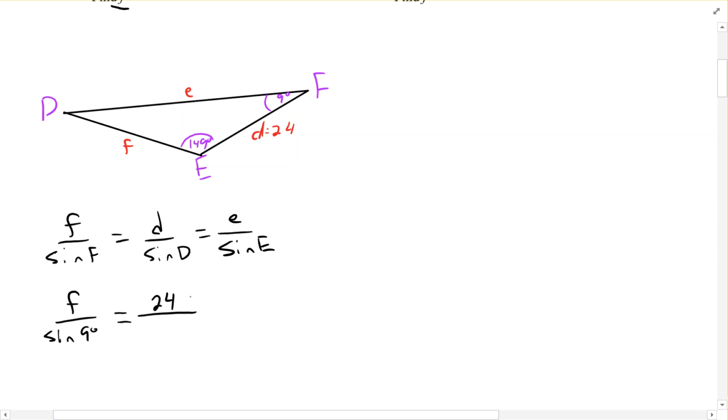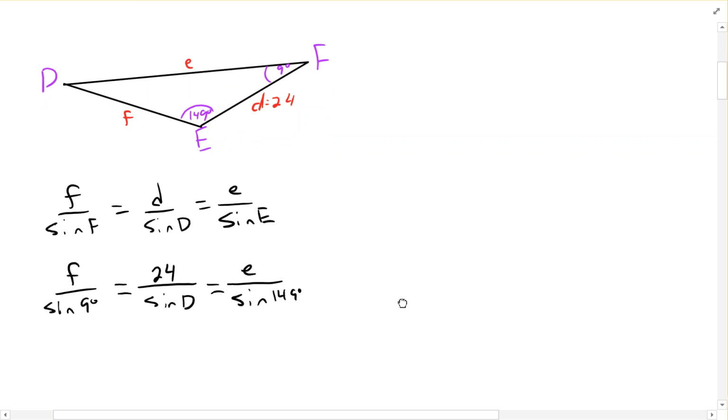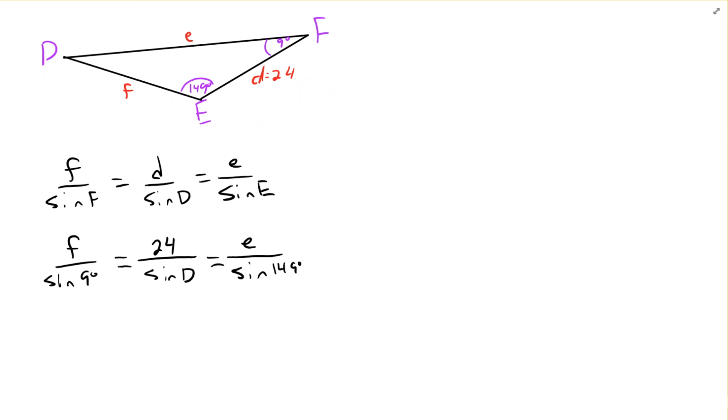Do we know sine D? No, we don't. So I'm just going to write sine D. We don't know e, sorry, but we know sine E is sine 149 degrees. So you might be looking at this off the bat and saying, well, we don't know enough stuff. Like we can't really do anything with this. But what we can do is we can figure this out right away.